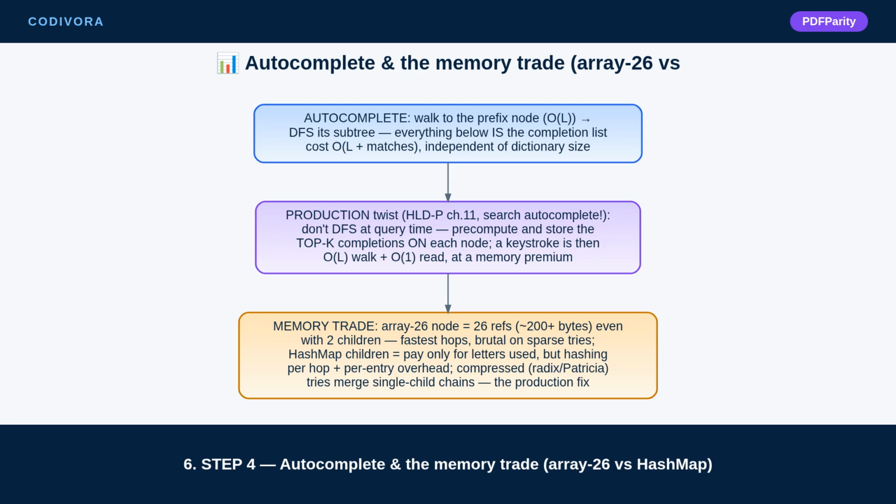Next, memory trade. Array of 26 nodes equals 26 refs, 200 plus bytes, even with 2 children. Fastest hops, brutal on sparse tries. HashMap children means you pay only for letters used, but there's hashing per hop plus per entry overhead. Compressed, radix slash Patricia tries merge single child chains. The production fix.